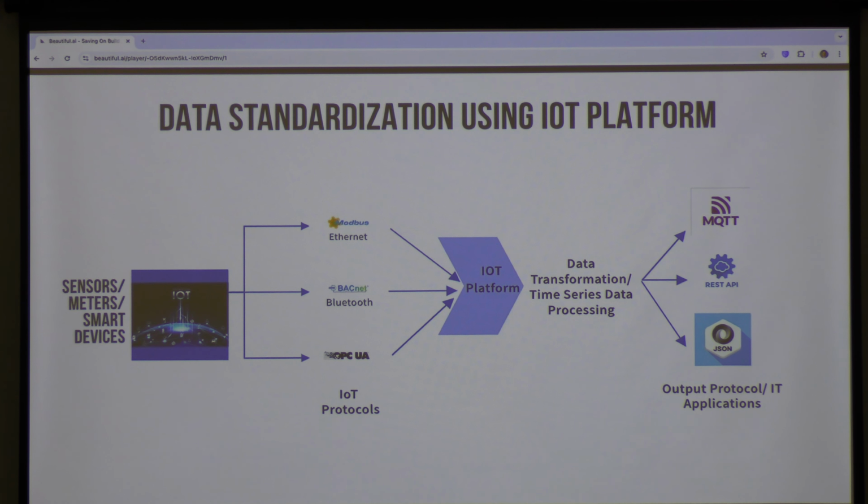So there is a data transfer protocol, like how the actual data is transferred. Then there is a communication layer on top of it. So Modbus devices, like most of the smart meters, are Modbus, which is a register-based data transfer protocol. But that's a data protocol. On top of it, how the data is transmitted is a different protocol. So Modbus is transmitted over Ethernet. BACnet is mostly over Bluetooth. Then you have OPC UA.